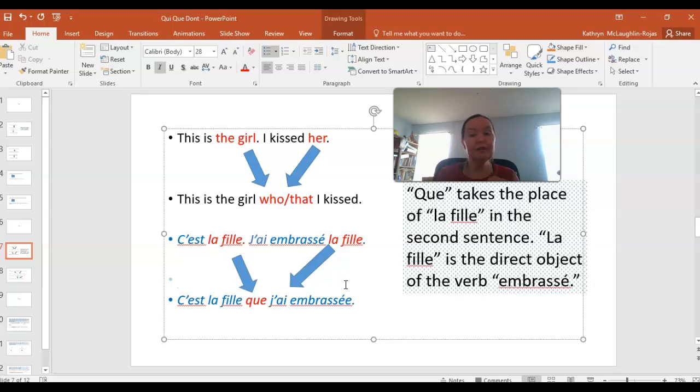I think the choice of qui or que really depends on which word you are replacing in your new sentence. Okay, so c'est la fille, j'ai embrassé la fille, c'est la fille que j'ai embrassé. J'ai embrassé quelqu'un, somebody, j'ai embrassé la fille. Okay, c'est la fille que j'ai embrassée. All right, so let's look at another example of this.